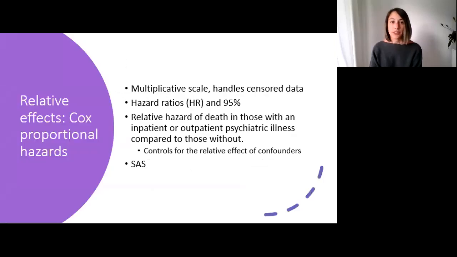So we measured relative effects using the Cox proportional hazards regression. This is on the multiplicative scale and handles censored data, produces a hazards ratio with a 95% confidence interval, and can be interpreted in this specific case as the relative hazard of death in those with an inpatient or outpatient psychiatric illness compared to those without. And it controls for the relative effect of confounders. We use SAS to test for this.